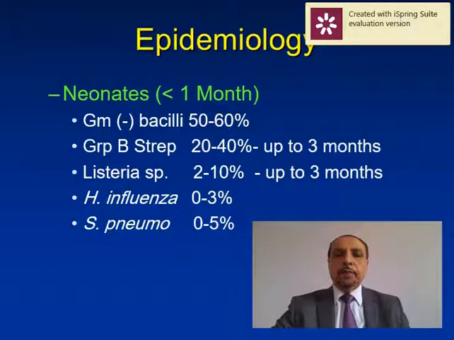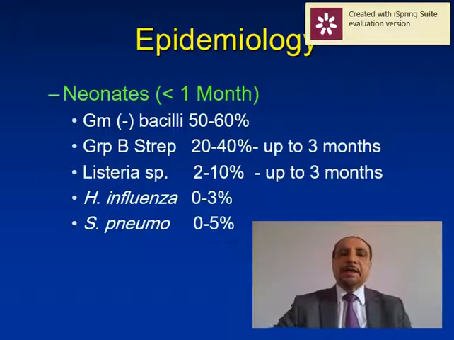Regarding the epidemiology, the type of meningitis will be according to the age group. In the neonates below 28 days, usually we have gram-negative bacilli meningitis, which is 50 to 60%, while group B strep is 20 to 40% of cases, and this may extend up to 3 months. Again, Listeria monocytogenes is very important in the neonatal period and can infect 2 to 10% of the cases, and this Listeria may extend up to 3 months.